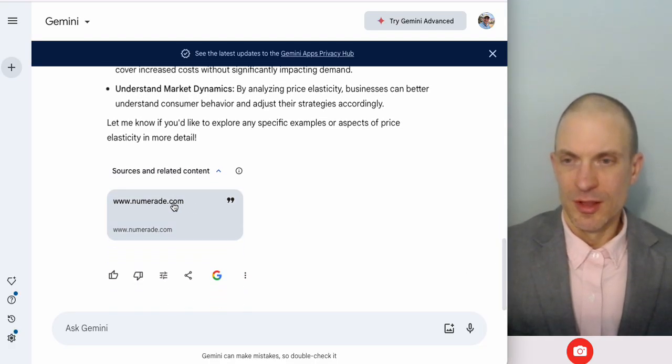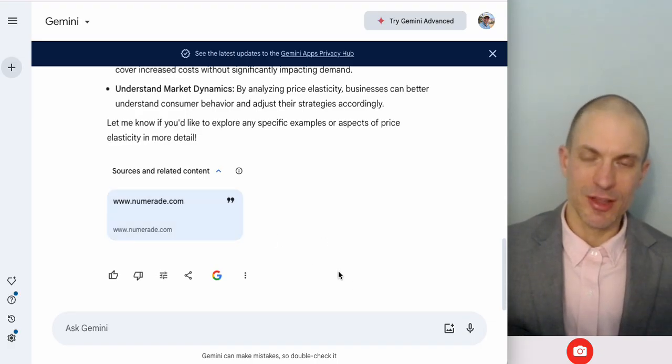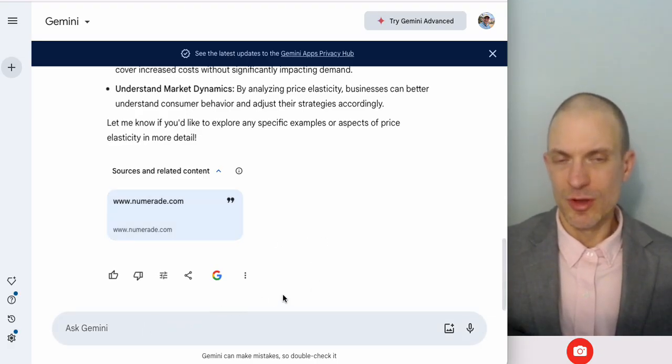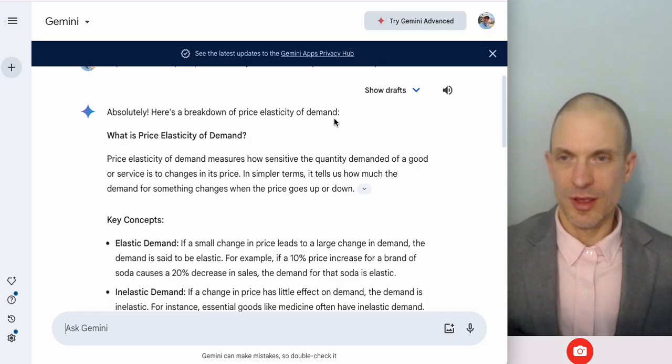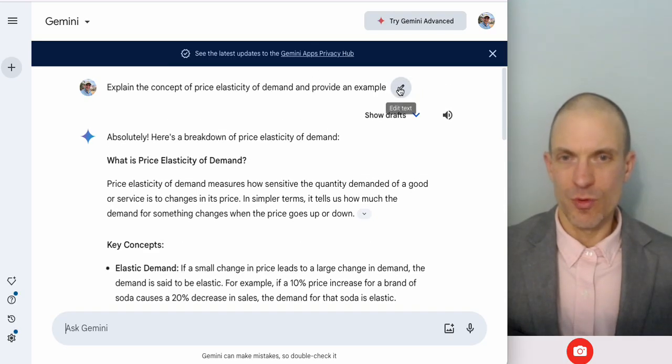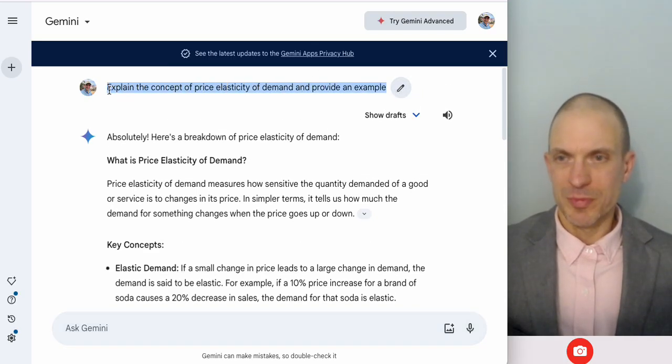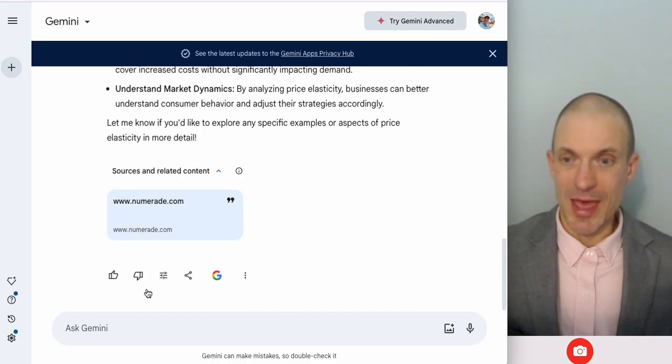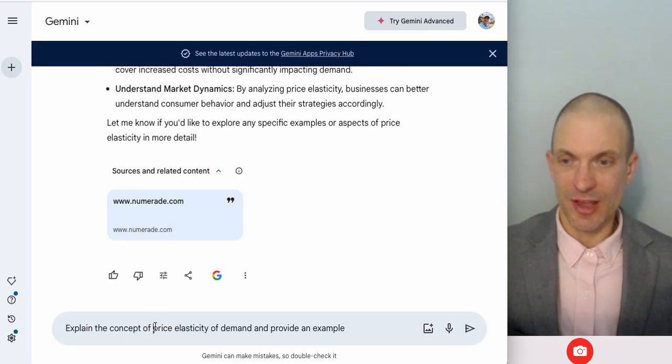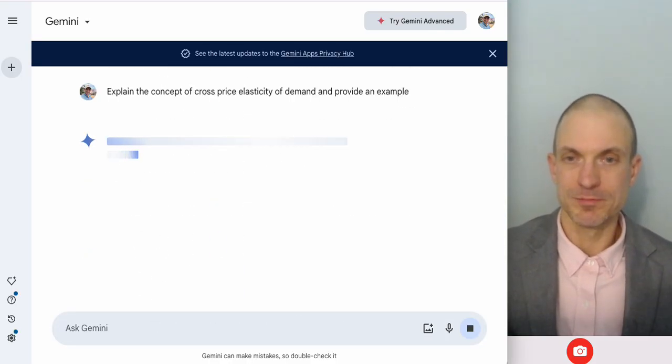So, and here's that numerate exam. I've not clicked through that. I don't know exactly what this is doing. But so what did I ask? I asked: Explain the concept of price elasticity of demand and provide an example. What if I ask for cross elasticity?